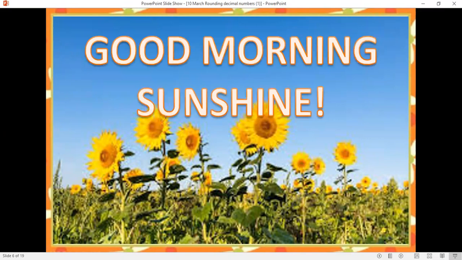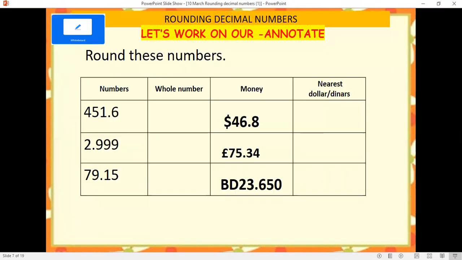Okay, today is our recorded lesson, and I hope you are going to understand our lesson for today. Actually, it's a continuation of rounding decimals. Yesterday, we learned about rounding to the nearest whole number. Okay, let's recall our previous lesson. How are we going to round to the nearest whole number?